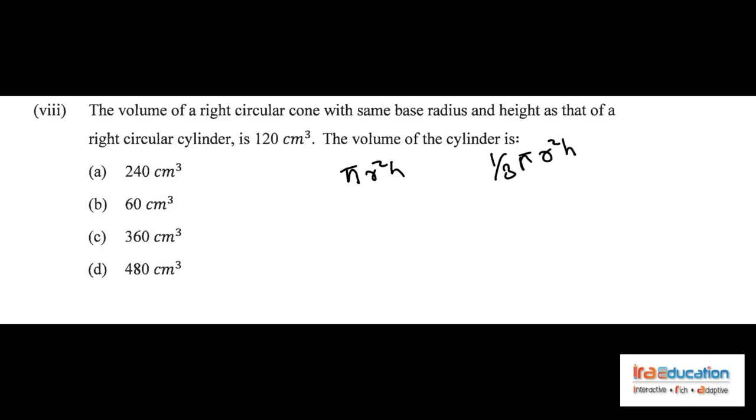Therefore, looking at these two quantities, the volume of the cylinder is always 3 times the volume of the cone, because the cone is 1/3 the volume of a cylinder. Or I can say the volume of a cylinder is 3 times the volume of the cone. In that case, all I need to do is 120 times 3. The answer is 360 centimeter cube.